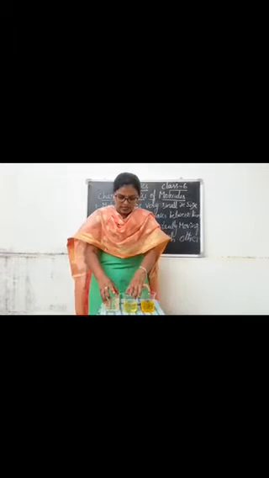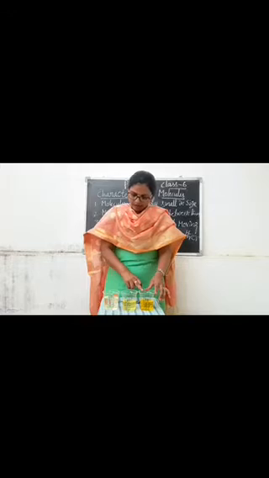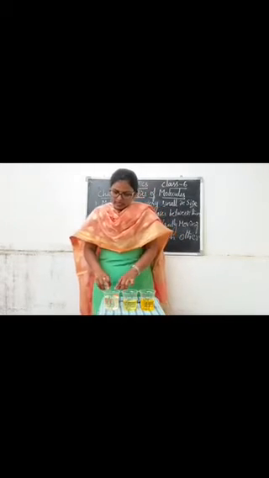What do you observe from these three glasses? Here the color is dark. Next, in the second glass, the color is lighter. And in the third glass, the color is even lighter. What do you observe from these three glasses?